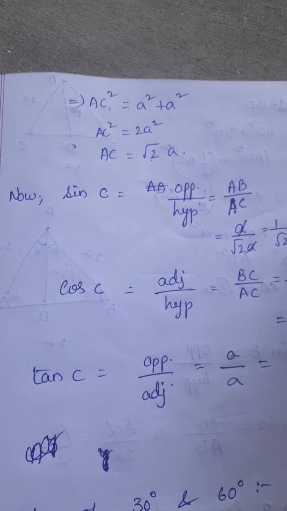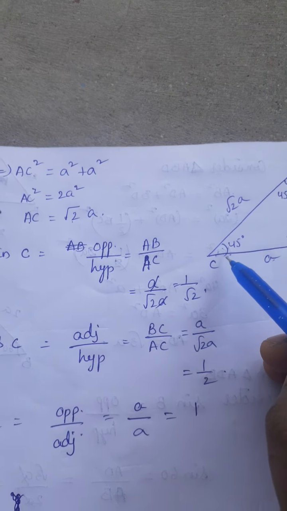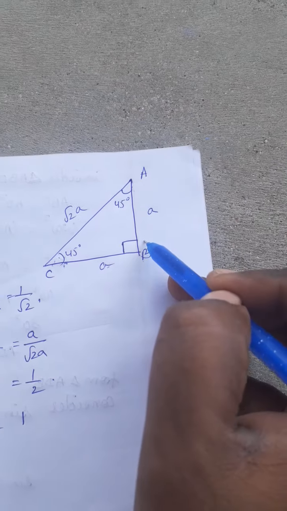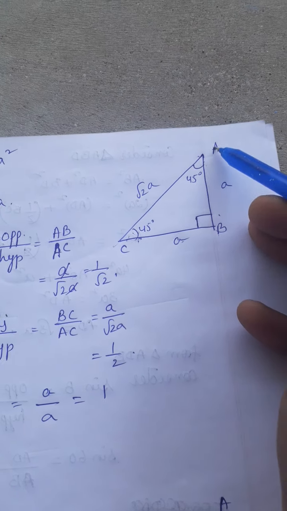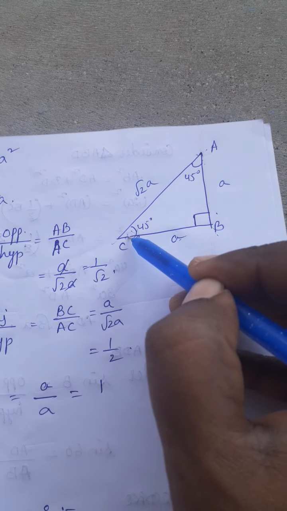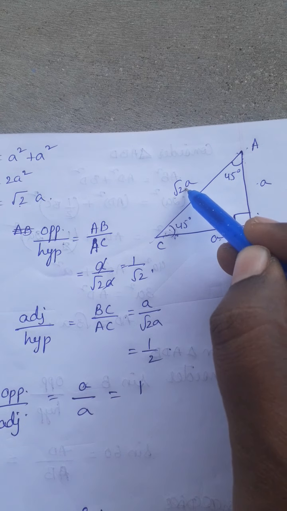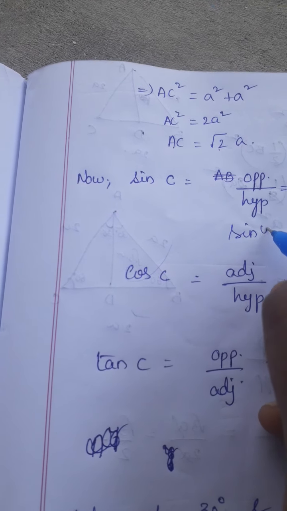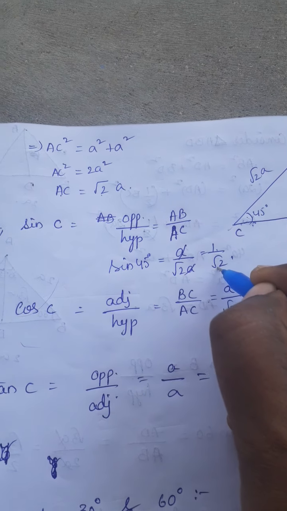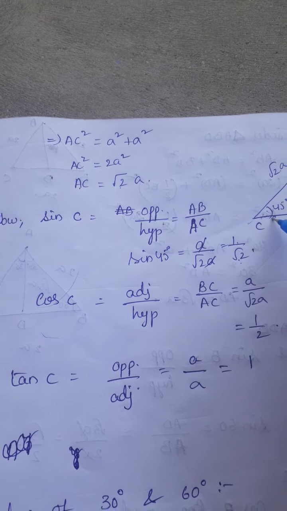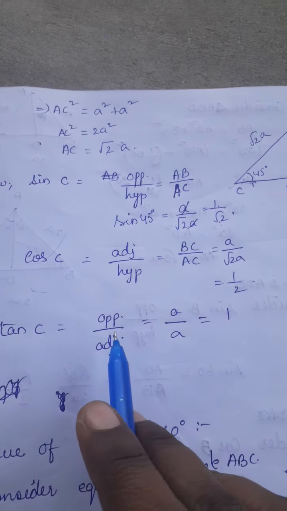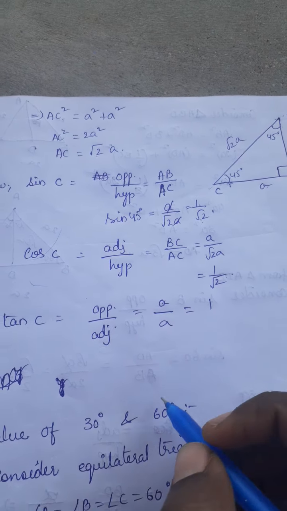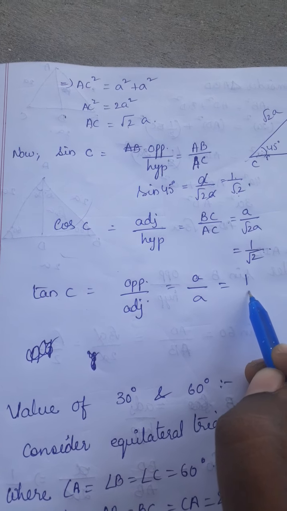So, now apply the trigonometric ratios. You know sine C is equal to opposite by hypotenuse. Here the opposite side is AB, hypotenuse AC. So, substitute A and root 2 A in the respective places. You will get sine 45 degrees is equal to 1 by root 2. Similarly, apply cos C and tan C. You will get cos 45 is equal to 1 by root 2 and tan 45 is equal to 1.